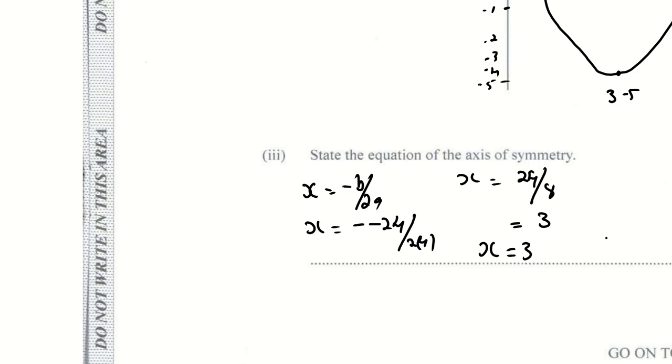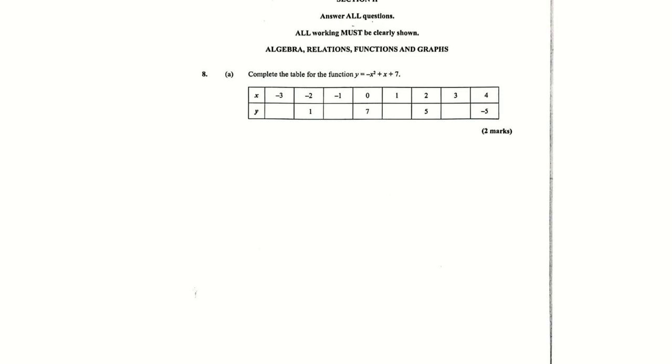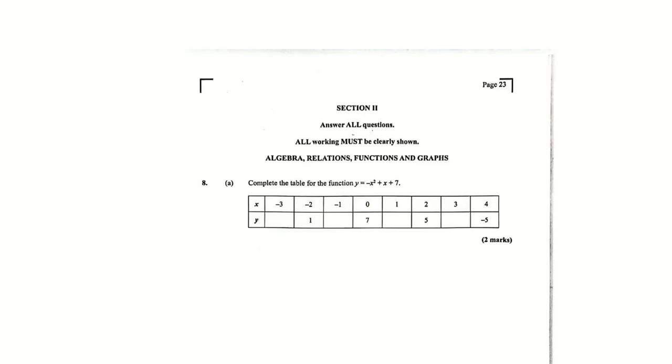Your axis of symmetry is x equals minus b over 2a, which gives x equals positive 3. And that is how you would find this here. Okay. Now I'm going to be doing May/June 2023. Let's look at this. Complete the table for the function y equals minus x squared plus x plus 7. Alright, let's go. So they want to know what y equals when x is minus 3.